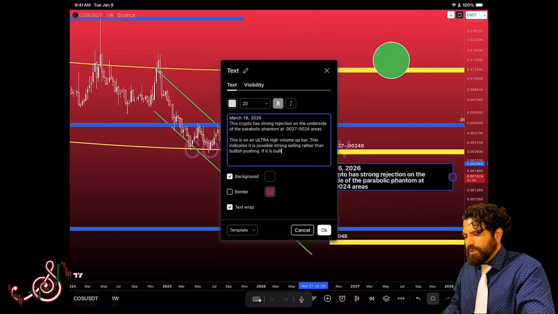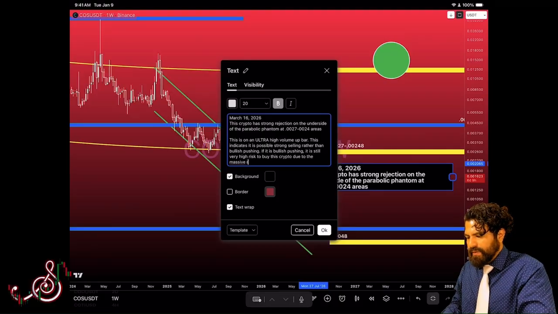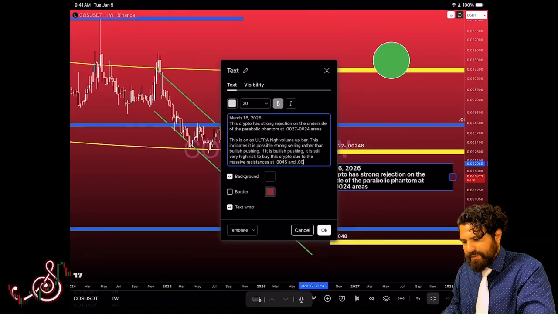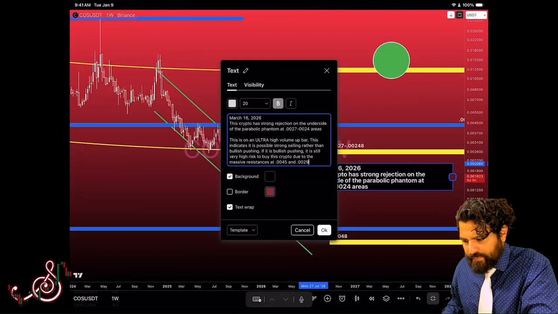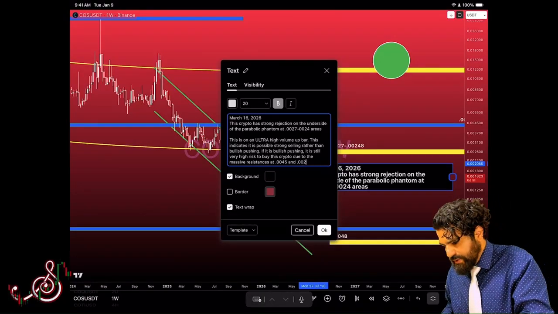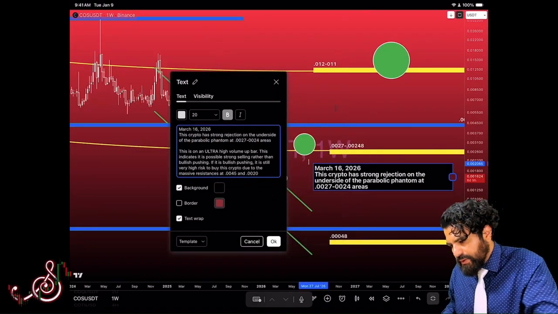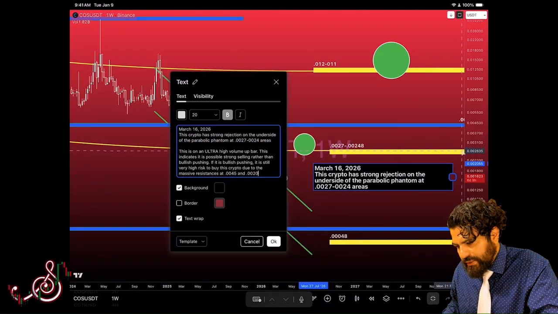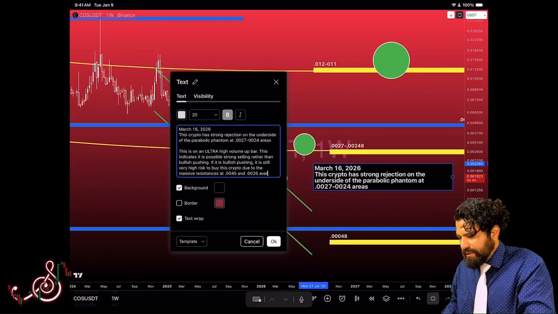it is still very high risk to buy this crypto due to the massive resistances at 0.0045 and 0.0029. Wait, no. This area, 2.6 average area.